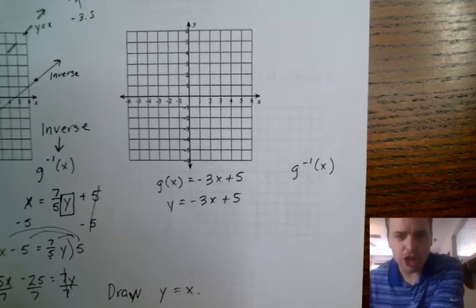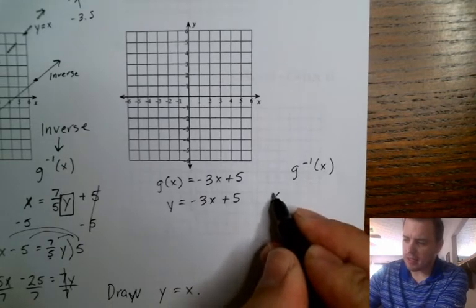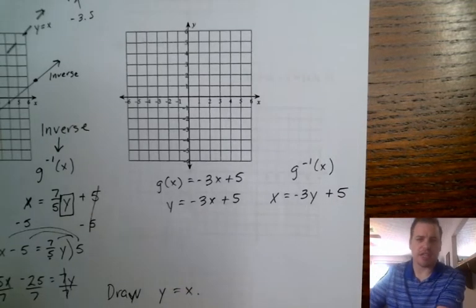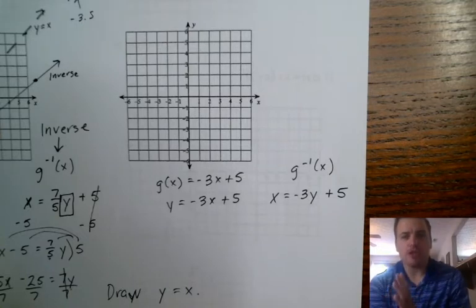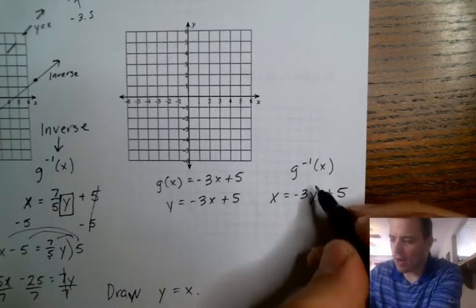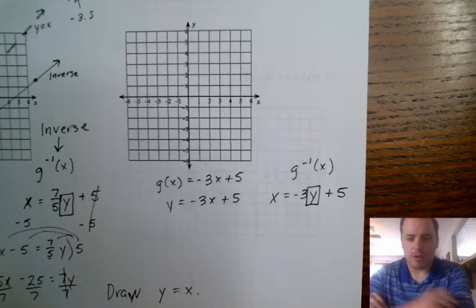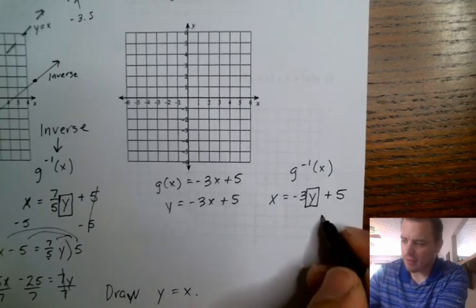Good, Adam. You change x and y. Okay? So now it reads this. X equals negative 3y plus 5. So change x and y. Now from here, we need to solve for this y right here. So in order to isolate that y, I'm going to subtract this 5 right here. So subtract 5 from both sides.